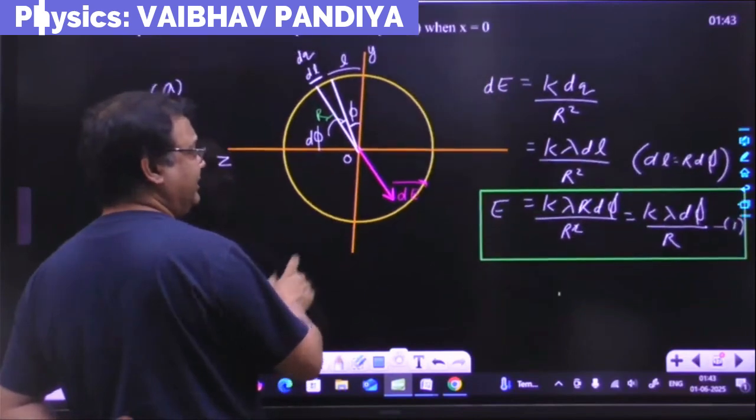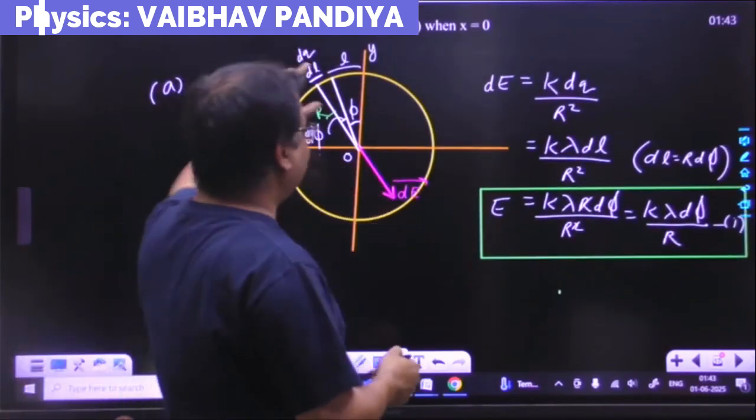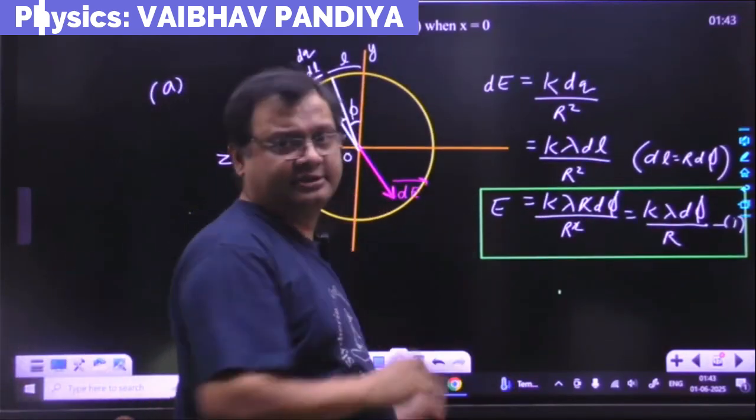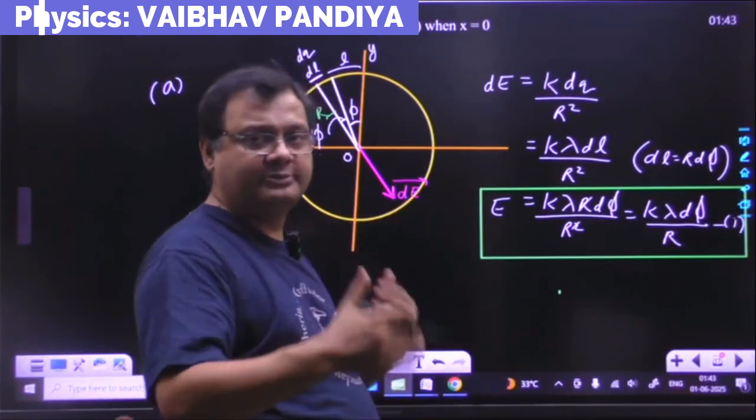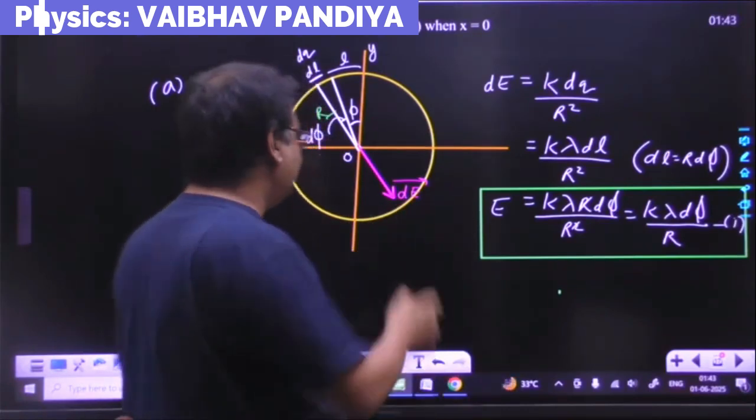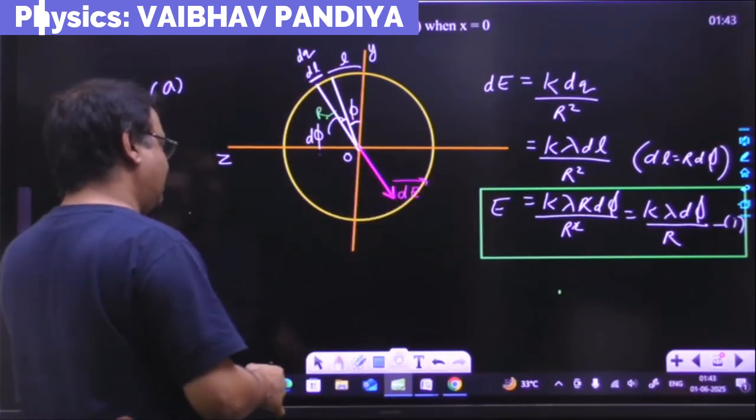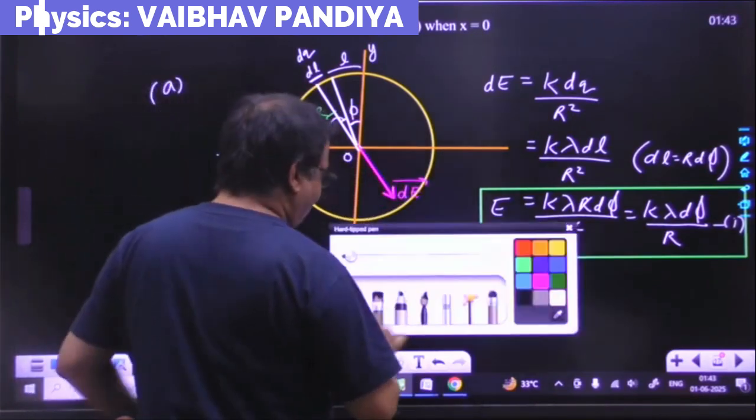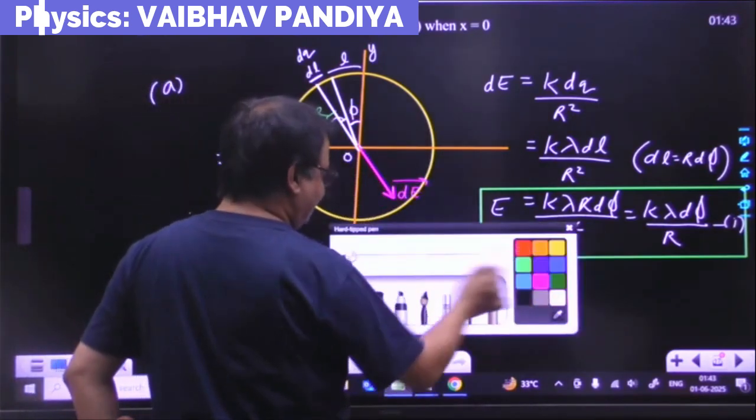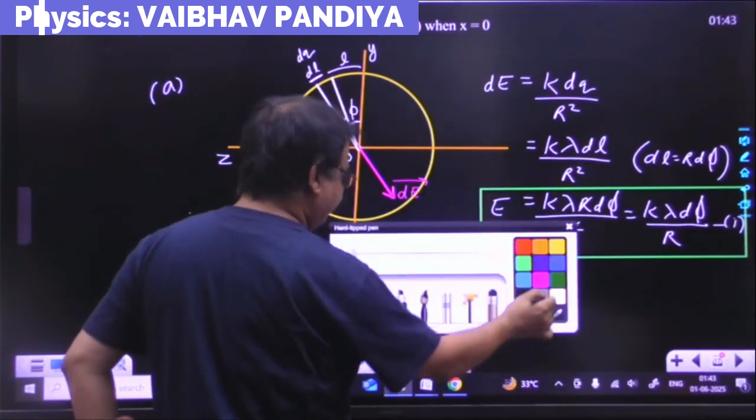And in basics we have seen, when you are making the field outward, simply you have to keep the source charge as it is. If you are making inward, you have to keep the source charge with a reversal sign. So here I'm making the outward model, so I'm putting it simply lambda dq. Now we have to take the component of this dE.